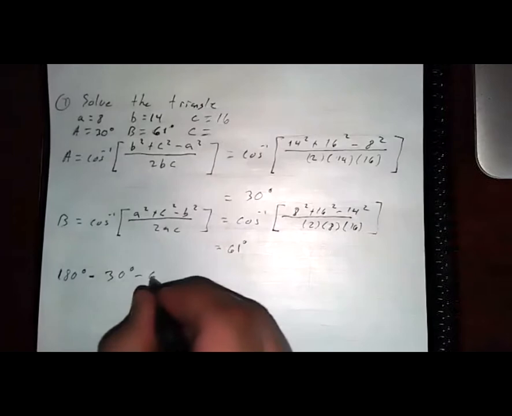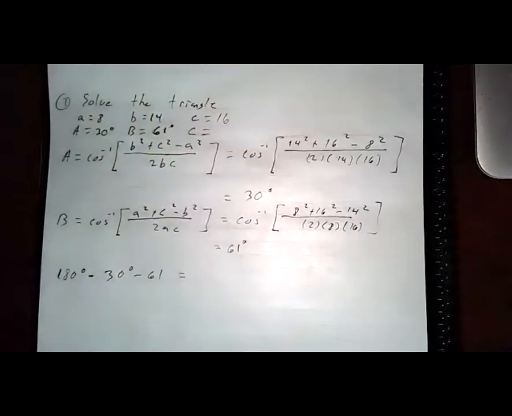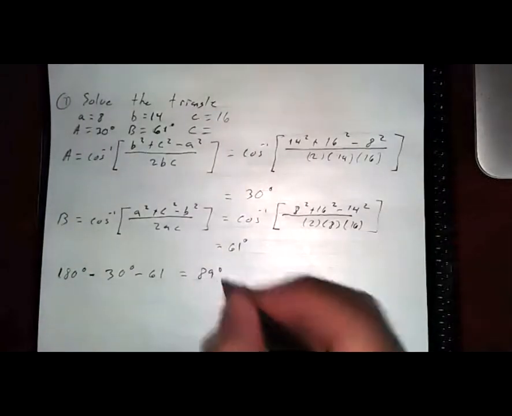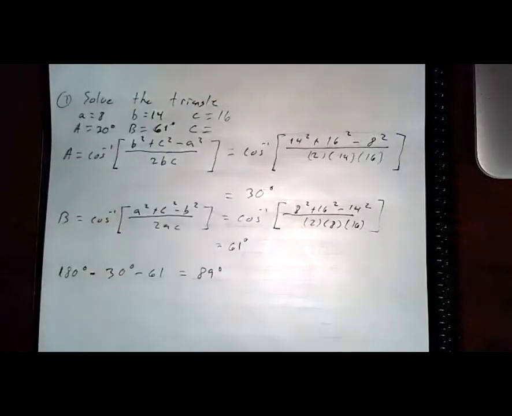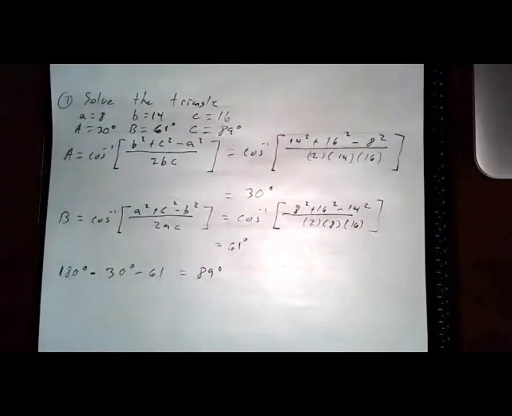Sorry, is it 61 or 71? I got 61. Did you get 71? Let me double check. 61. Okay. What did you guys get for C? You get 89? Yeah. Okay. There you go. Any questions on how we found A or B?